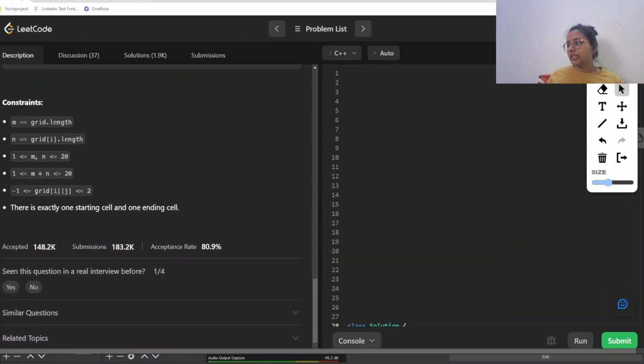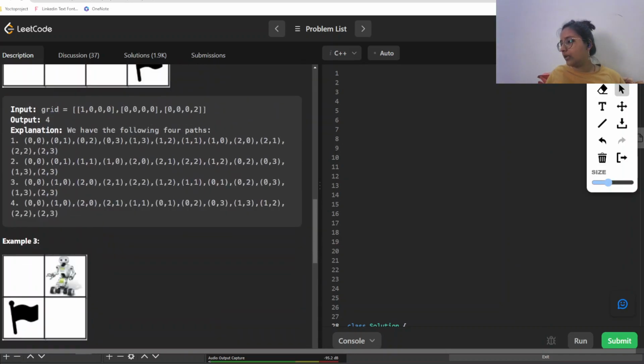Now, first about the constraints. Constraints are such that we can easily do DFS and backtracking on this. Today's question is also based on DFS and backtracking only. The way yesterday we were doing DFS and backtracking, like that today also we can do DFS and backtracking. So now, let us go ahead first with the example.